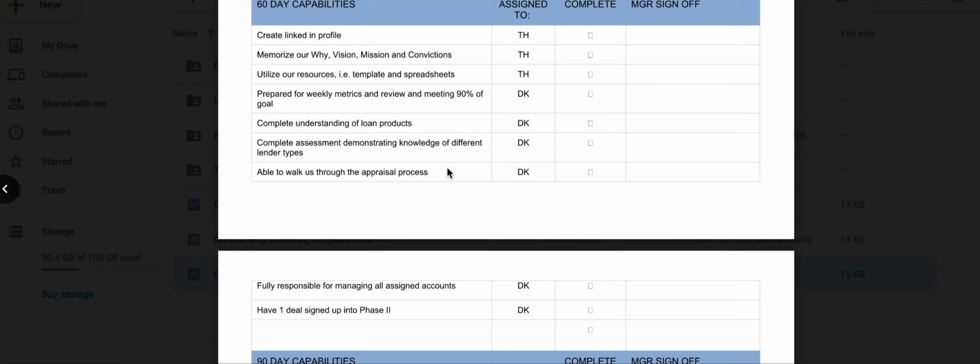You'll need to utilize our resources, so templates and spreadsheets, and show that those are being consistently utilized by you. You'll have to prepare for weekly metrics. Every week we're going to be having reviews and meeting 90% of your goal. As we set the goal for you, you need to hit at least 90% of that goal to maintain employment.